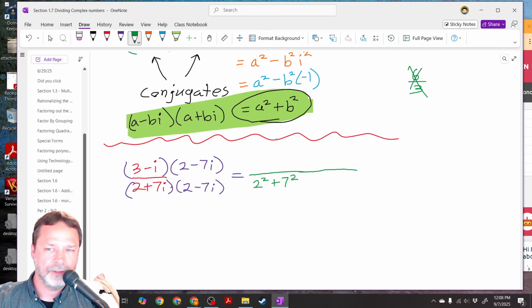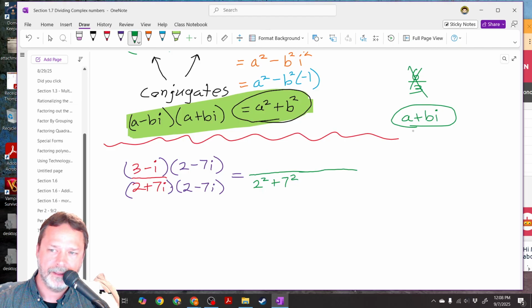We need it to look like this. We need it in this form. Remember what a complex number is. It's a plus bi. That's a complex number. This does not have that form. So we needed to get it in this form. So by multiplying by the conjugate of the denominator, we're going to get it in that form. That's what should be clear.